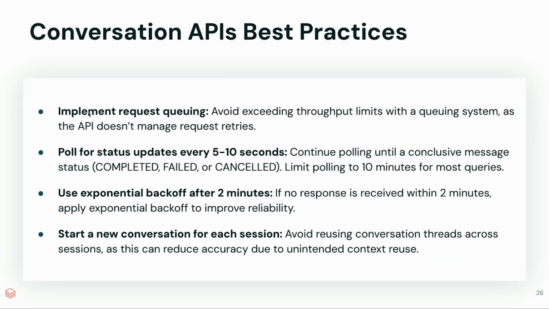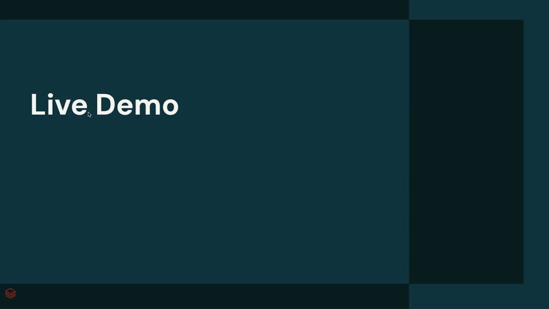And finally, we know a lot of you are looking at API use cases as well, and so there are a couple of best practices for these rollouts. First, for better performance, make sure that you're including request queuing and only polling for status every 5 to 10 seconds, and also implementing an exponential backoff. And finally, to improve the quality of a Genie space, make sure that you're starting new conversation threads for each user session, as this keeps the context window clean.